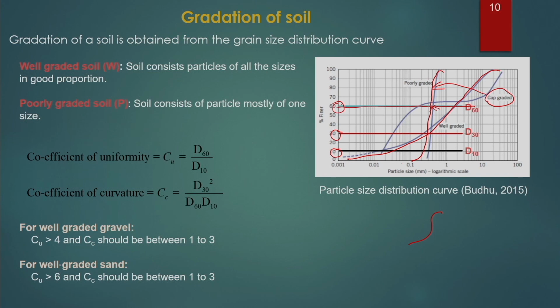For a well graded gravel, the coefficient of uniformity should be greater than 4 and the coefficient of curvature should be between 1 and 3. If it is not, then it will be known as poorly graded gravel. For a well graded sand, the Cu should be greater than 6 and Cc should be in between 1 to 3. Otherwise, it will be known as poorly graded sand. For well graded soil, the term W is used in the soil classification, and for a poorly graded soil the term P is used in the soil classification system.